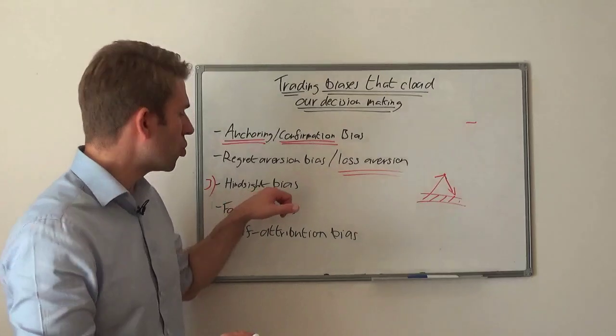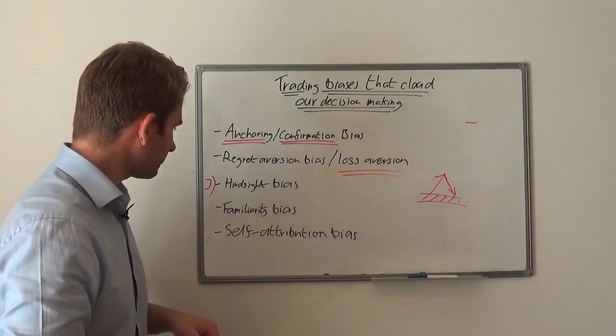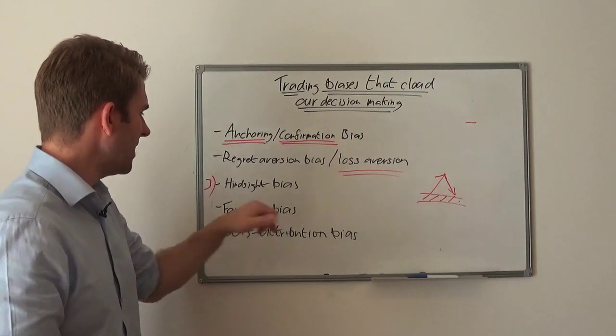So being careful and cautious about this hindsight bias. And the other thing, number 4, is familiarity bias.